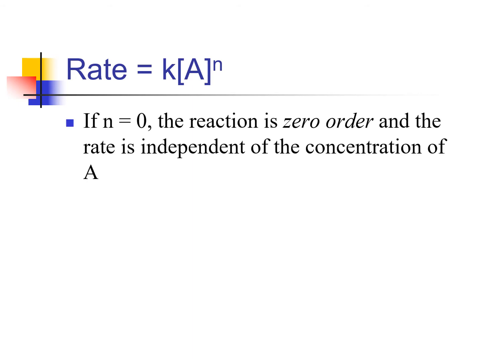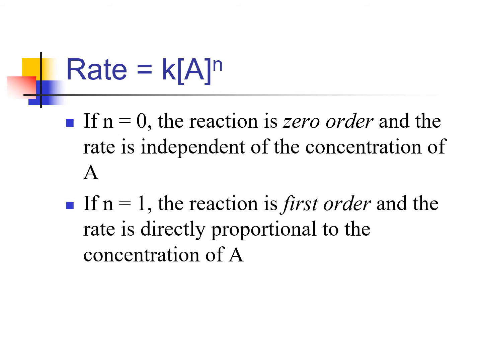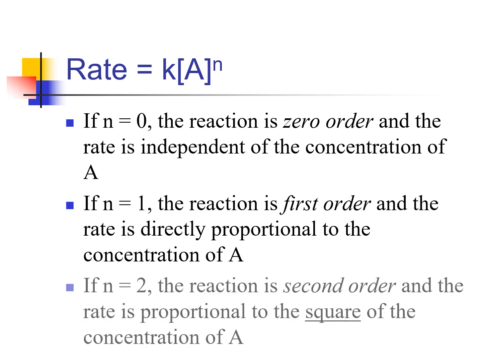Now, if n is equal to 0, and I'll get back to that overall order in a moment. So if n is equal to 0, we say that that reaction is 0 order with respect to that chemical. That actually means that that chemical does not impact rate at all. If n is 1, we say it's first order. And if it's first order, that means the rate is directly proportional to the concentration of A, which means if we double the concentration of A, we actually double the rate of the reaction. If we halve the concentration of A, we halve the rate of the reaction.